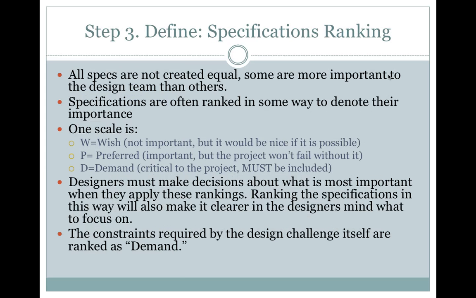Define specifications ranking. All specifications are not created equal. Some are more important to the design team than others. Specifications are often ranked in some way to denote their importance. One scale is W for wish, it's not important but it would be nice if possible. P, preferred, it's important, but the project won't fail without it. And D, demand, critical to the project and it must be included.